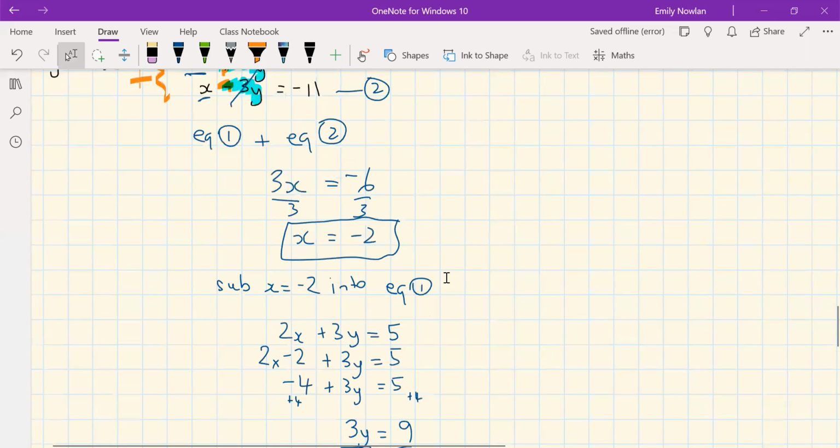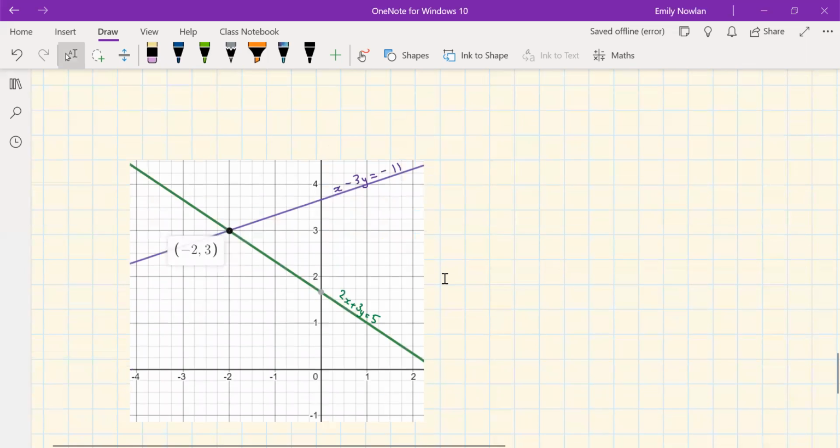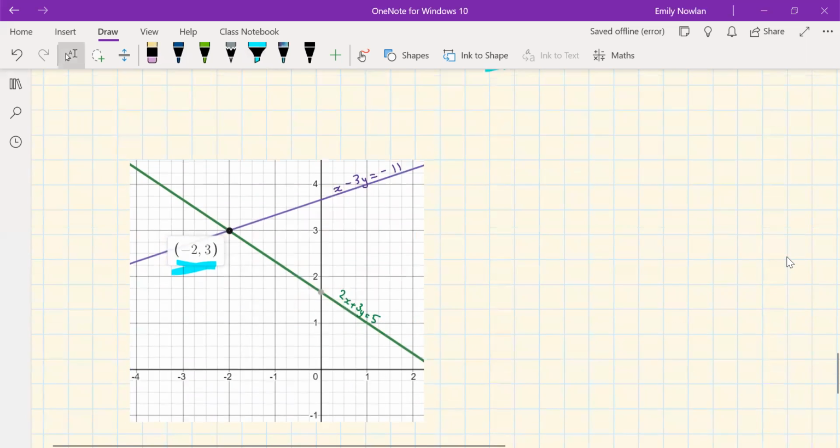Okay, so if I drew these two lines, two equations, they should cross at minus 2, 3. So here they are drawn. Lovely. They seem to cross at minus 2, 3, which matches my answer I got here. All right, now you're ready to try some yourself.